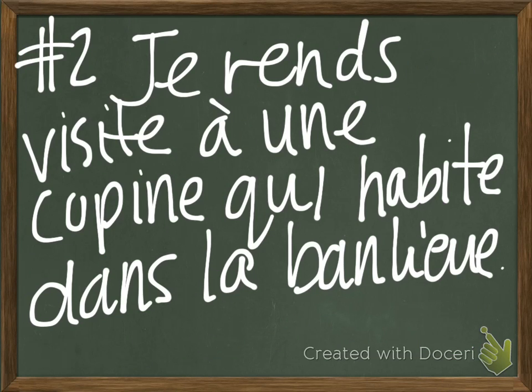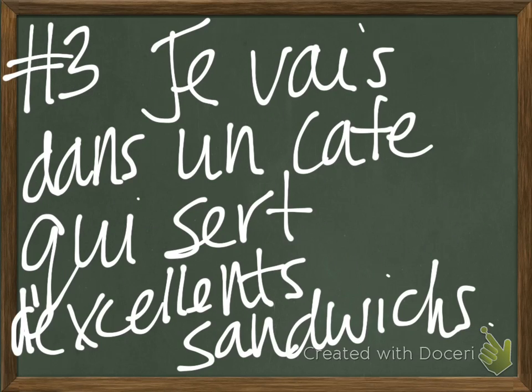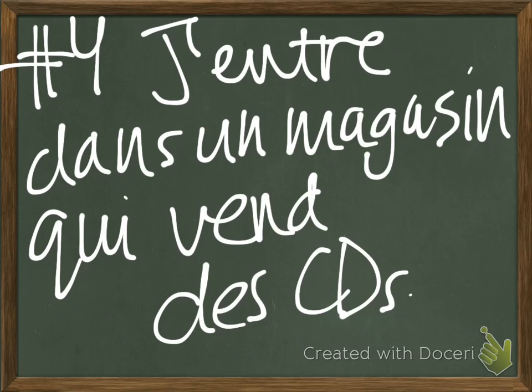Number 2, je rends visite à une copine qui habite dans la banlieue. Qui habite is the key to this. Number 3, je vais dans un café qui sert d'excellents sandwichs. Here is number 4.